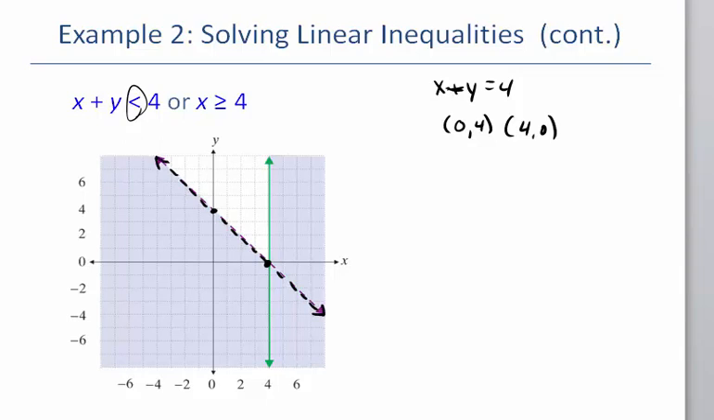For our other equation, x is equal to 4, we said that this was a vertical line made up of all the points where x is equal to 4. And so you can see that as we cross over to 4, we can draw our vertical line right here, and that will be the second equation. Because it is greater than or equal to, we'll draw it as a solid line.